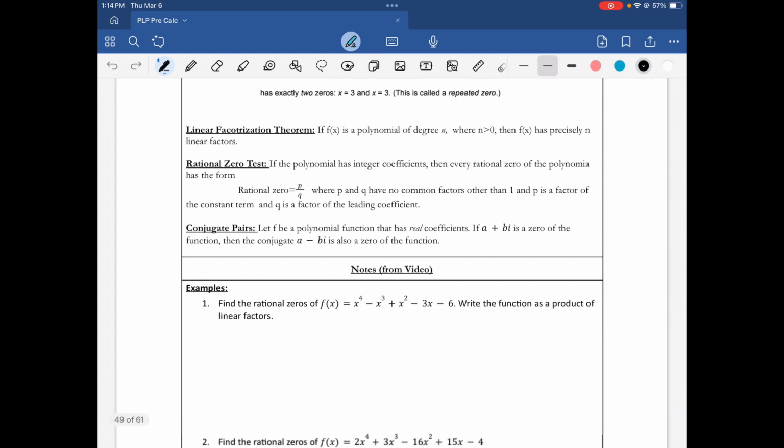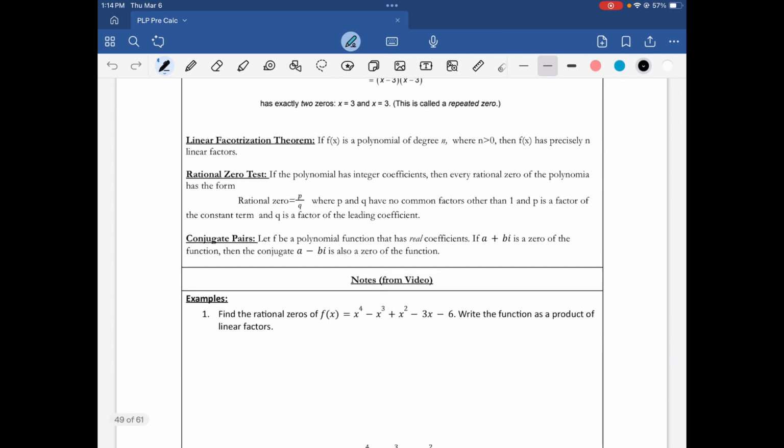So I'm going to go ahead and pop down to this first example so we can talk about what that looks like. So p over q, your rational zero test. You are going to take your p value and your q value. In this one, our p value is the factors of 6. So that's going to be positive and negative 1, positive and negative 2, positive and negative 3, and positive and negative 6. And our q value is just a 1. So it's just positive and negative 1.